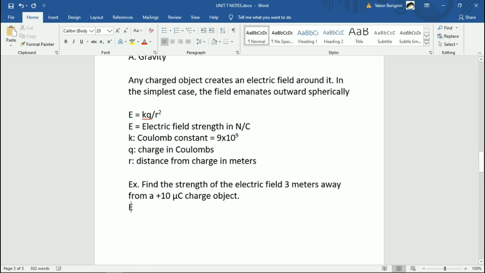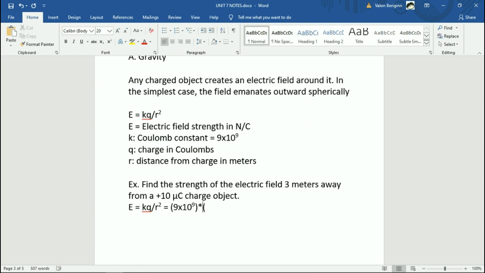So, we want the field strength, so that's E. It's going to be kQ over r squared. So what numbers do we have? Well, k is just the constant, 9 times 10 to the 9. Let me put all these in parentheses just to separate them out so it's a little easier to see what I'm looking at.